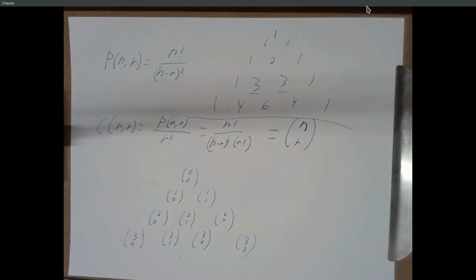So each entry is just a combination. In the nth row, Rth column, the entry is just the number of R combinations of n objects. And we get cool things out of that.